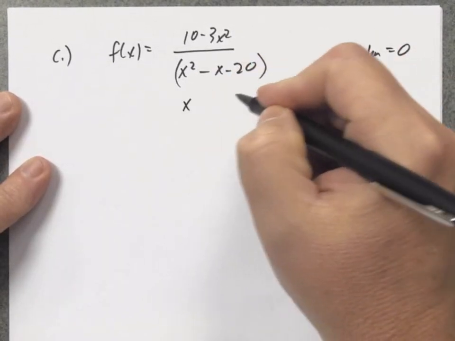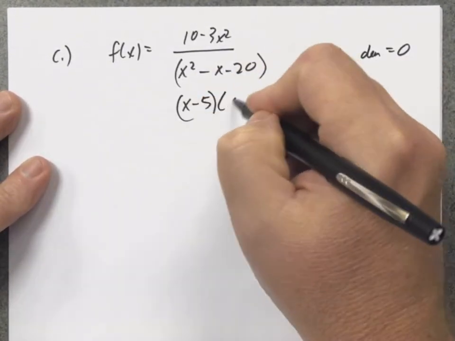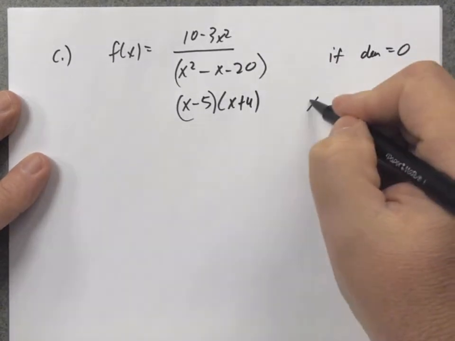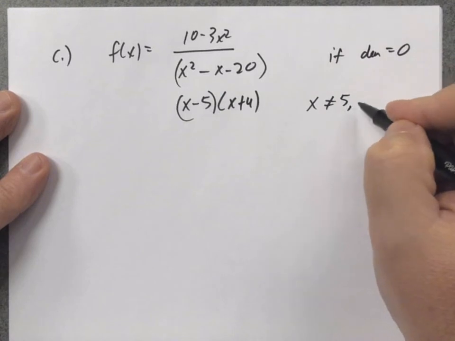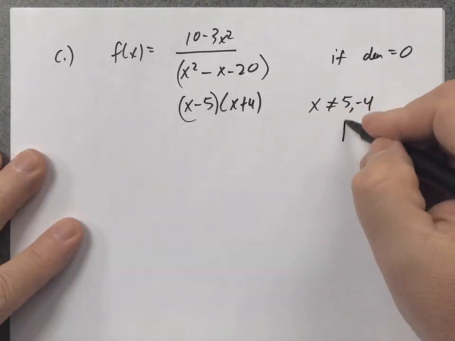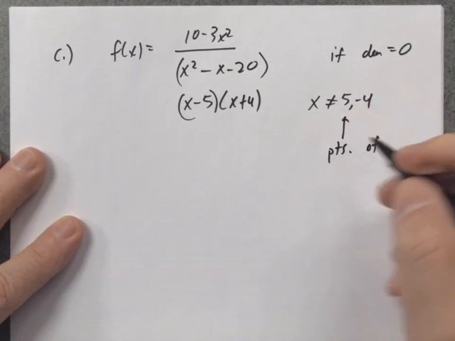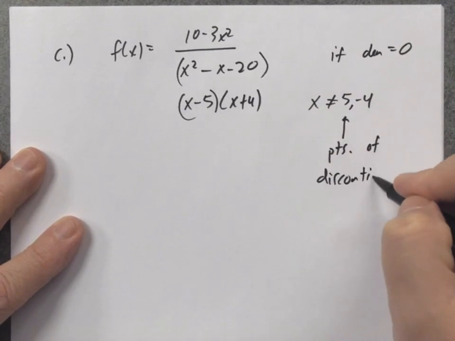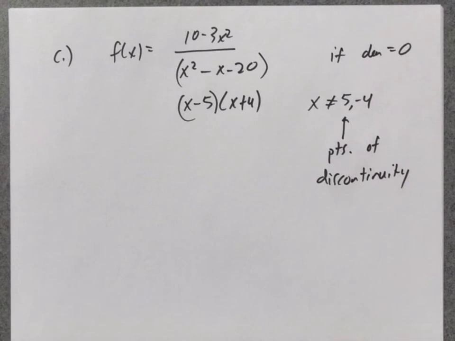So in this case, I have to factor it. It factors into x minus 5 times x plus 4. So I know x cannot equal 5 or negative 4. What that really means is these are the points of discontinuity. These are the points where the function is not continuous. And that's because those are the values of x that cause the denominator to be 0. The function cannot exist wherever the denominator is 0. So it turns out there are two values of x where this function is not continuous.